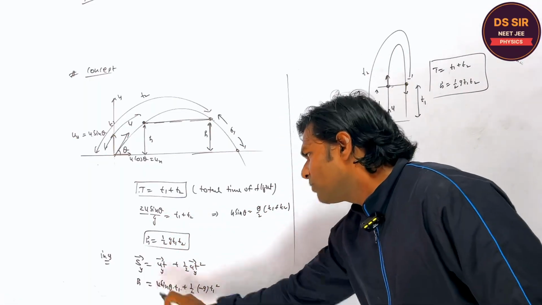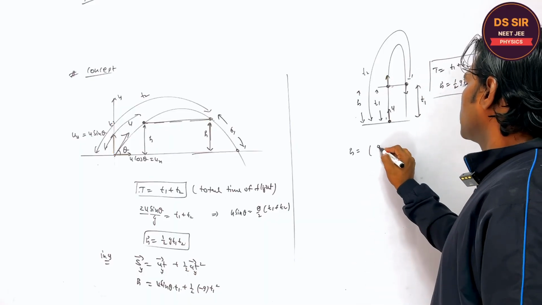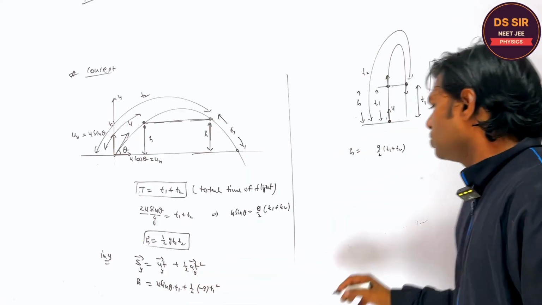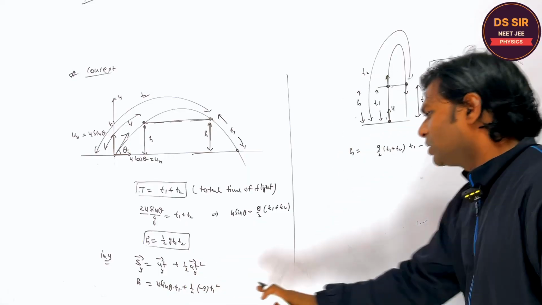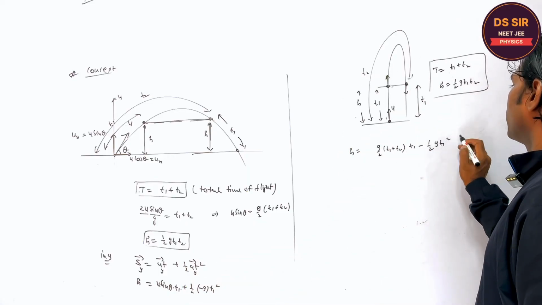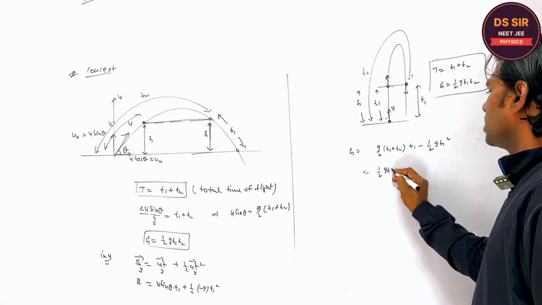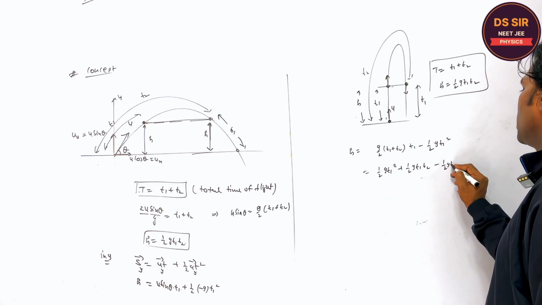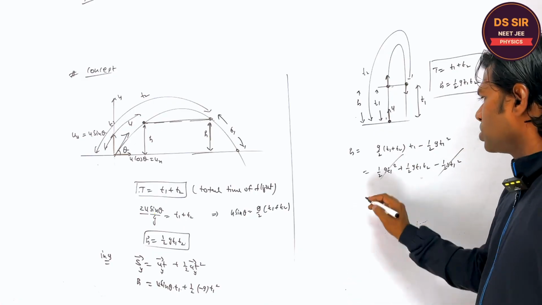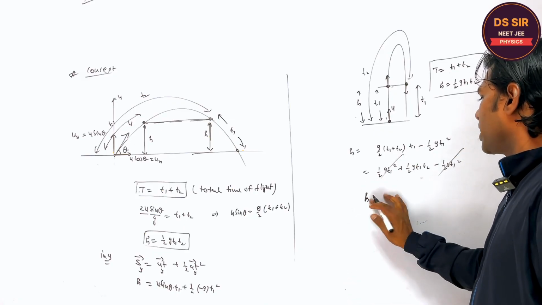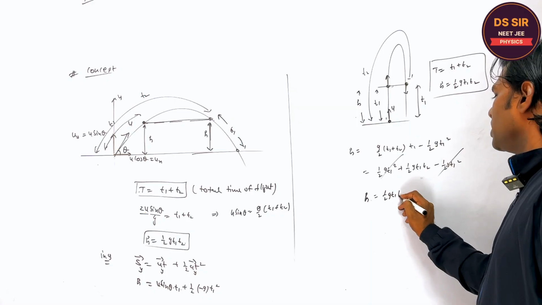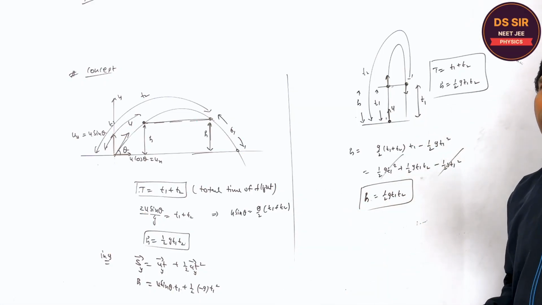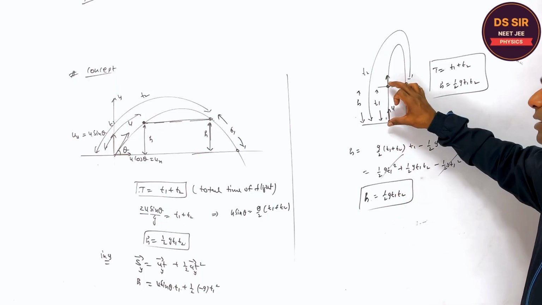Fine. I will put the value of u sin theta over here. This is g by 2 into t1 plus t2 into t1 minus half g t1 square, that is half g t1 square plus half g t1 t2 minus half g t1 square. It will cancel. So what is the height? Say half g t1 t2. Are you getting or not? So this is the concept. Half g t1 t2 is that height.